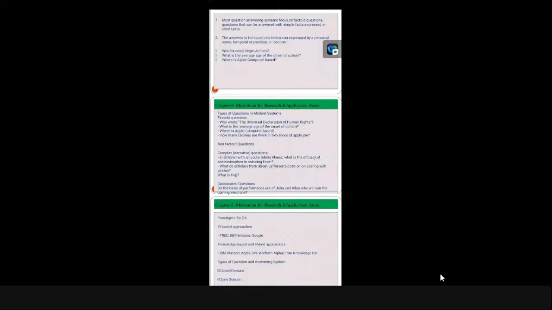Now, next one. So we have now dealt with three different types. We have dealt with the factoid, and the non-factoid, which can also be clubbed under the narrative questions, or you can go simply with the non-factoid. And the last one is the opinionated questions. Now, what is an opinionated question? It is about decision-making questions. Now, what are decision-making questions?